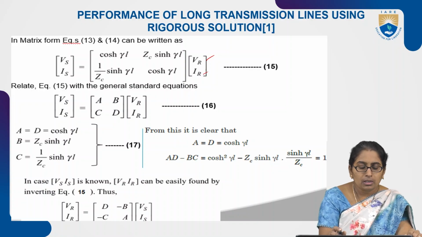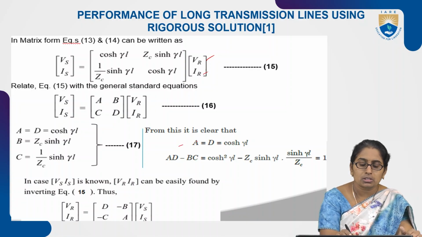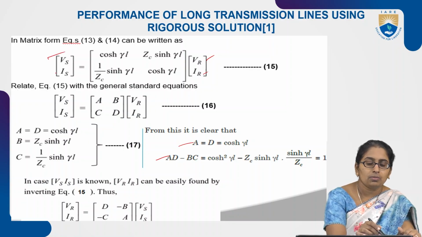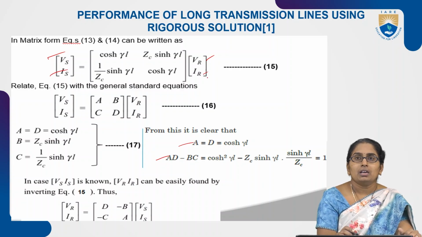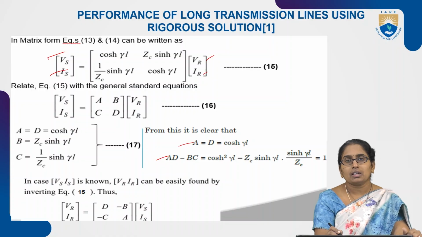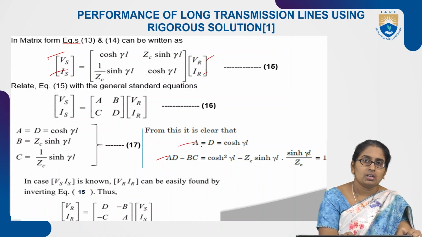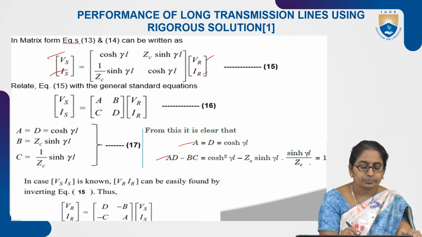So we can say that the equations we have derived are the right equations, correct equations, because these two conditions are satisfied. Whatever equations we have derived for Vs and Is in terms of VR and IR, those equations are correct because they are satisfying these two conditions: A is equal to D and AD minus BC is equal to 1.